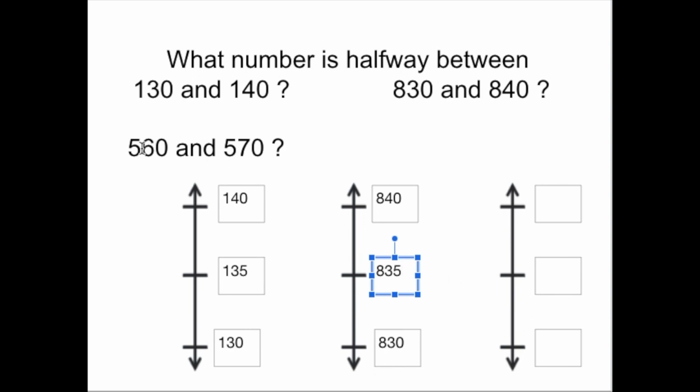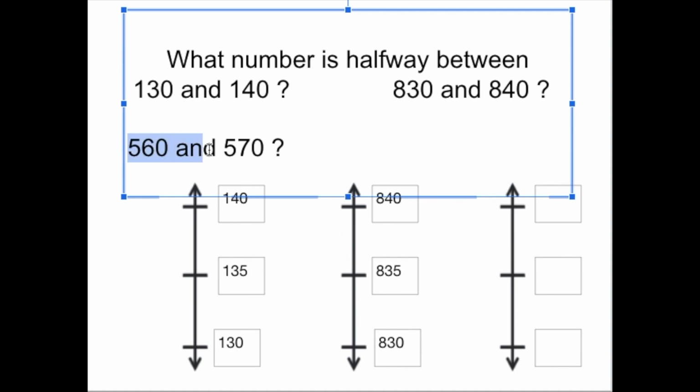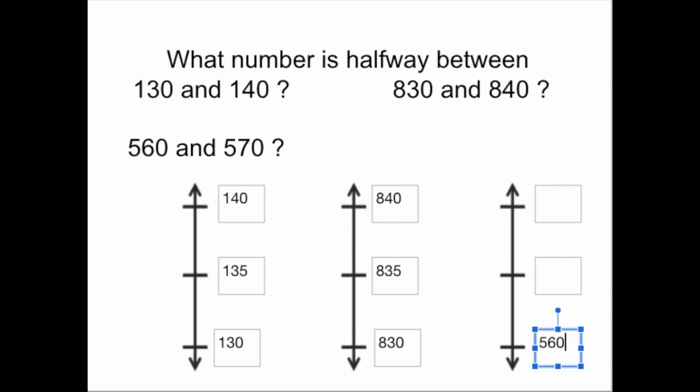And our last example before we move on. 560 and 570. 560 is smaller, it goes on the bottom. 570 is larger, it goes on top. And if you can tell, there's a pattern here, like I had been mentioning. All of the numbers that are considered halfway end in 5. So if I'm going from 560 to 570, I'm going to stop at 565 with a 5 in my ones place. I hope that makes sense.